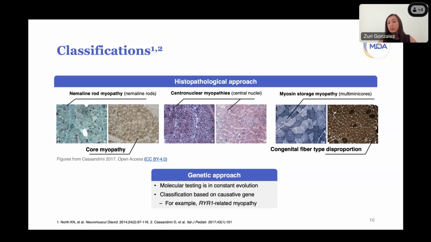The hallmark for myosin storage myopathy is usually the hyaline bodies. It is not what we are depicting on this picture, but what we know, because this is a very heterogeneous disease, is that myosin storage myopathy can also present with cores and multi-mini cores, which is exactly what we're seeing on this muscle biopsy. Then we have the genetic approach. And as the molecular testing evolves, now we have a classification that is based on the gene that is causing the disease. For example, mutations on the RYR1 gene will be called RYR1-related myopathy.